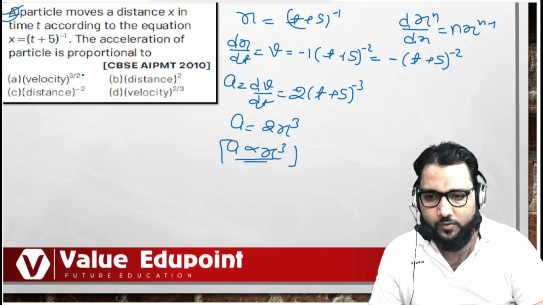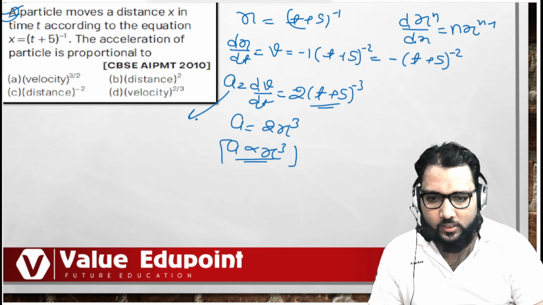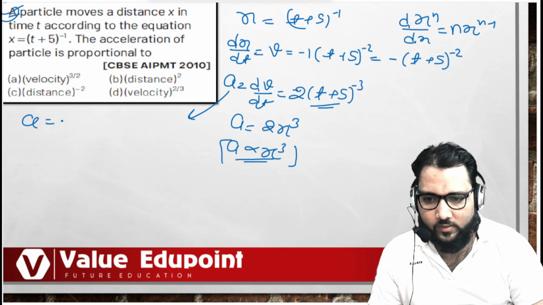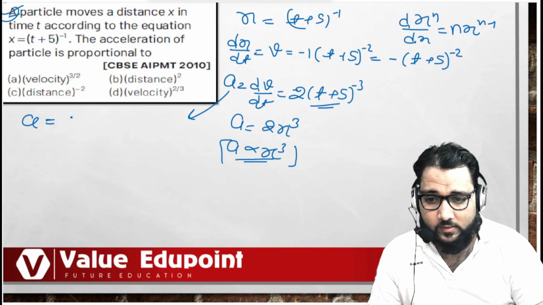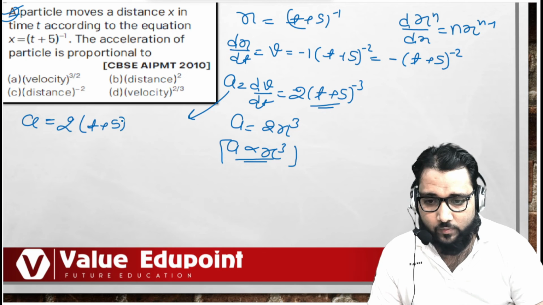But this option is not given here. So now we convert to velocity. Now we will try for velocity. Look at this, guys, I am writing down this expression, very important. I am writing it in this way: 2 (t plus 5) raised to power minus 2, or outside, 3 by 2, I am writing this directly as minus v.